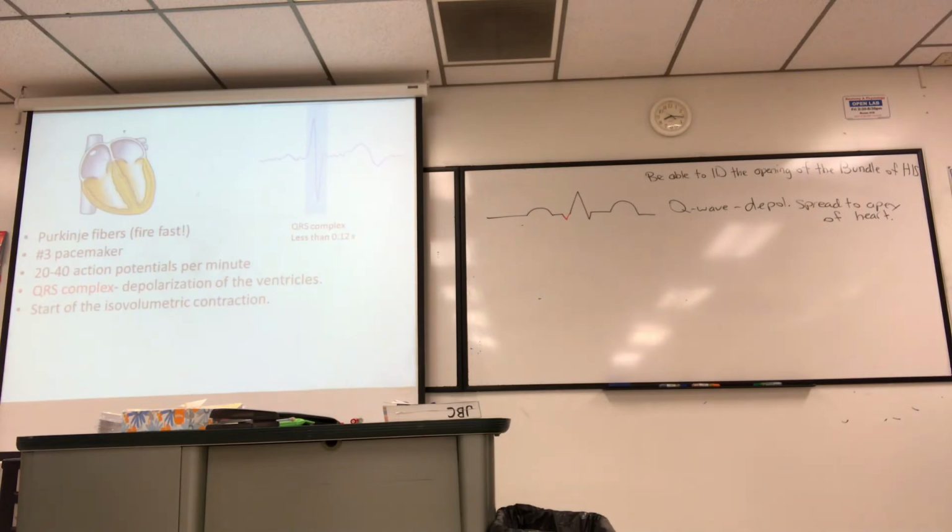Now the signal can spread up the ventricular walls, and this is the main event. This is the depolarization that will cause the ventricles to contract. It's called the QRS complex. It's the whole big spike.